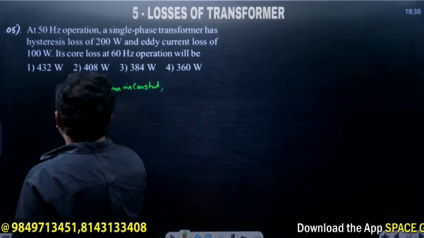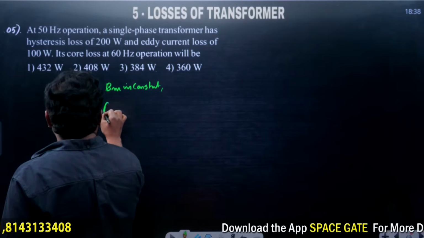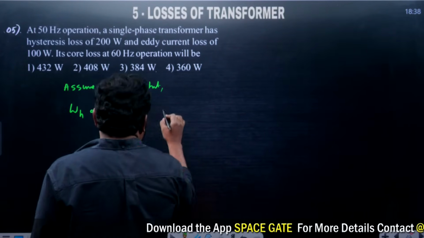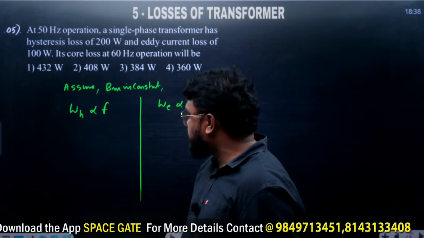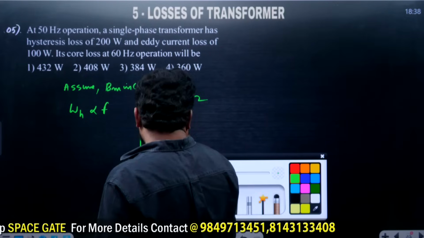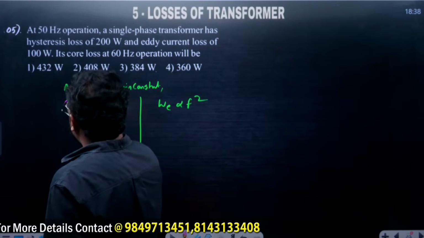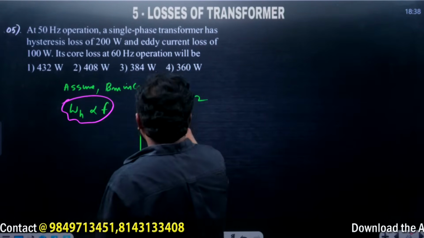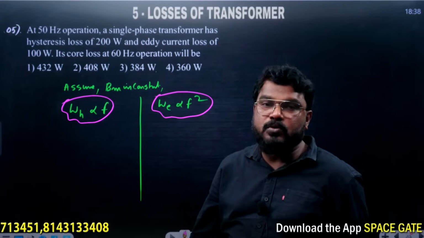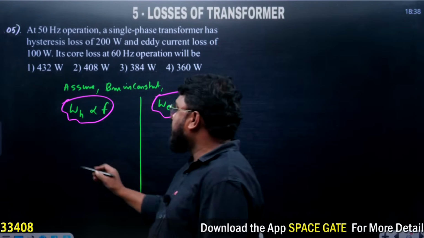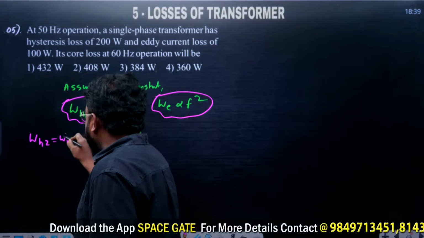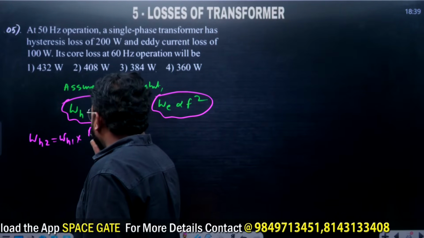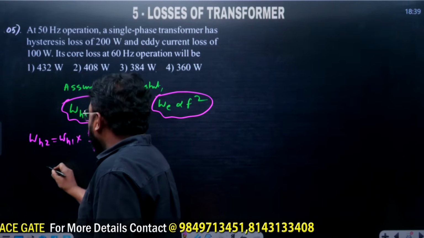So when B maximum is constant, hysteresis loss is directly proportional to the frequency, whereas eddy current loss is directly proportional to the square of the frequency. When B maximum is constant, what will happen? The hysteresis loss is directly proportional to frequency, and the eddy current loss is directly proportional to the square of the frequency. From here we can write WH2 is equal to WH1 multiplied by F2 by F1.